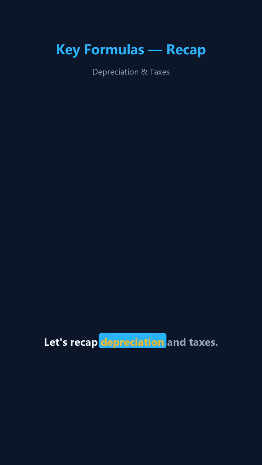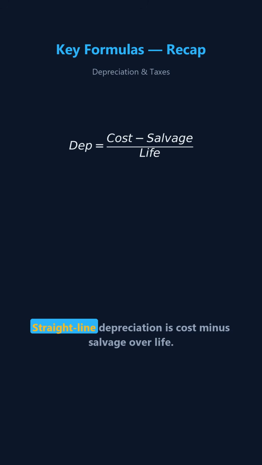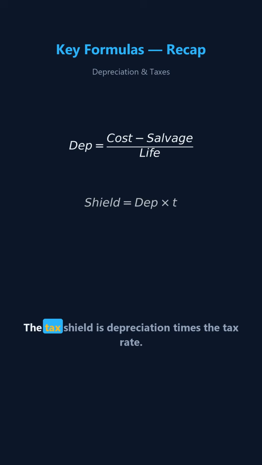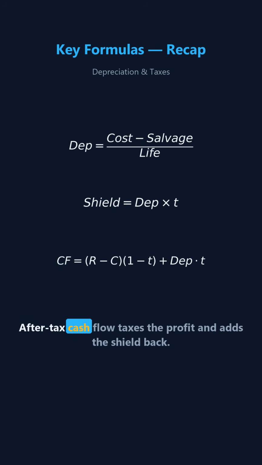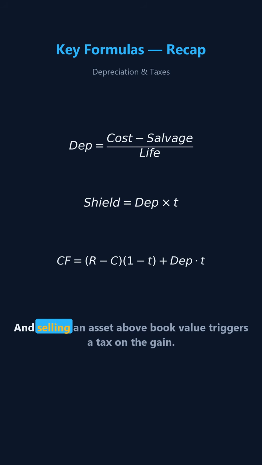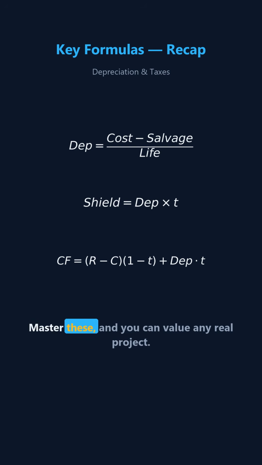Let's recap depreciation and taxes. Straight-line depreciation is cost minus salvage over life. The tax shield is depreciation times the tax rate. After-tax cash flow taxes the profit and adds the shield back. And selling an asset above book value triggers a tax on the gain. Master these and you can value any real project.